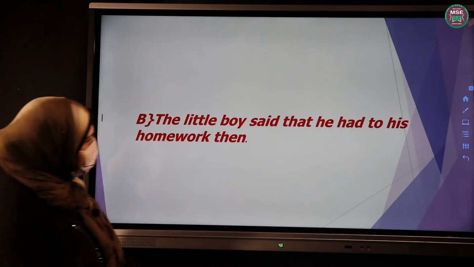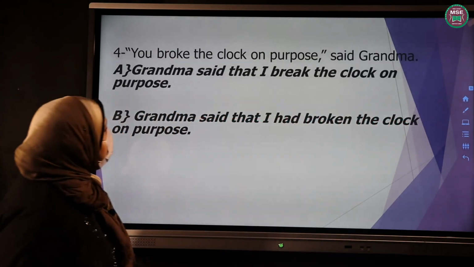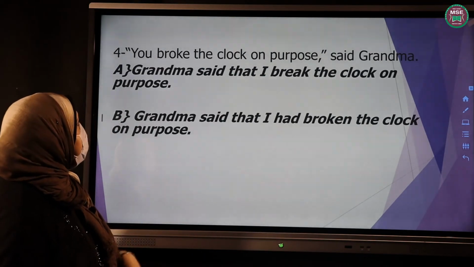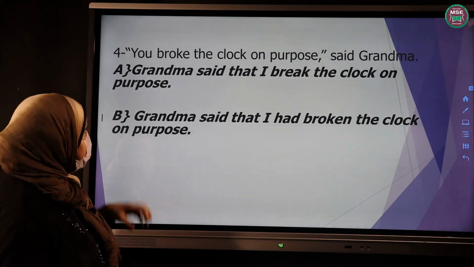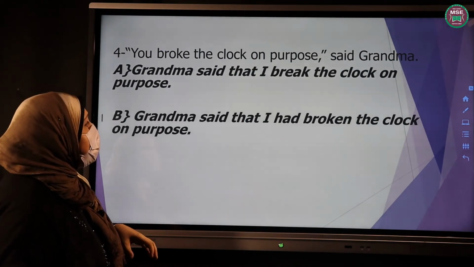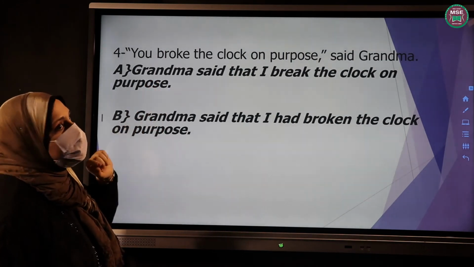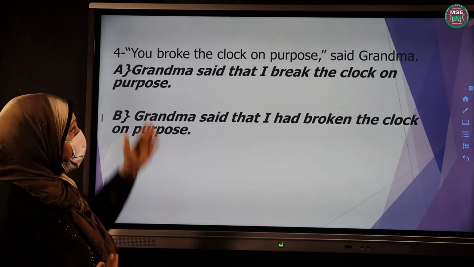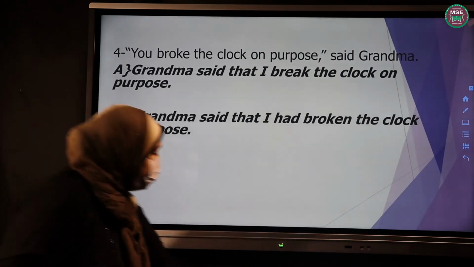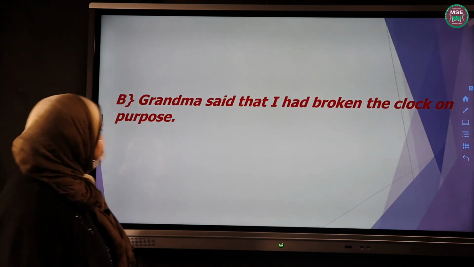You broke the clock on purpose, said Grandma. So will I say, Grandma said that I break the clock on purpose, or Grandma said that I had broken the clock on purpose? Here we have broke, which is past simple tense. So if I move one step back, it's going to be past perfect. So the right answer is B. Grandma said that I had broken the clock on purpose.